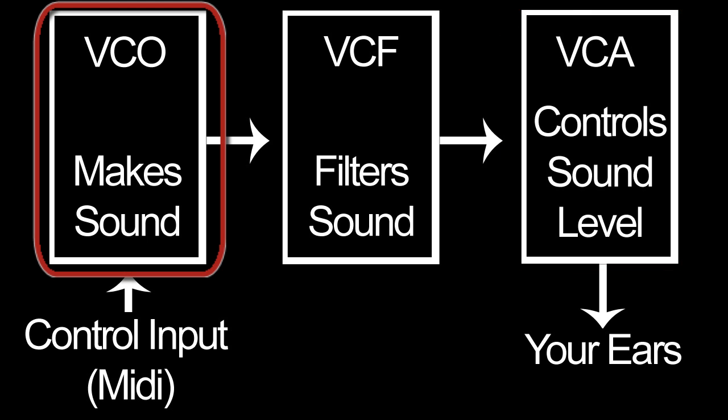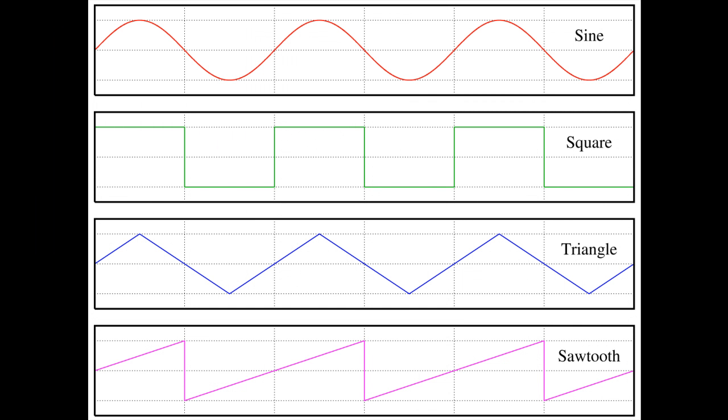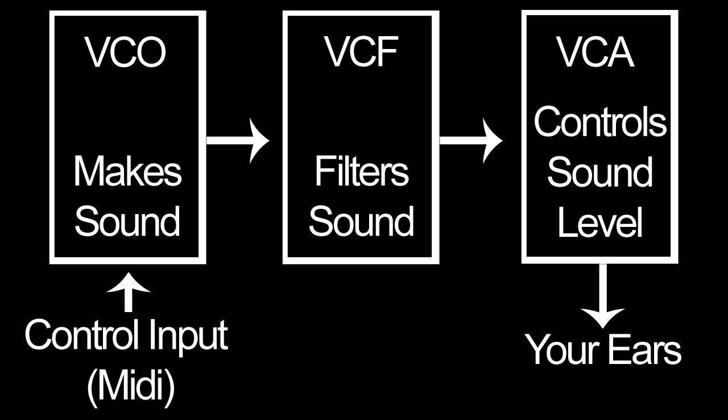The oscillator is what creates a sound, normally a simple electronic sound such as a sine wave, square wave, triangle wave, saw wave, or even white or pink noise. And many synths these days have several oscillators which you can configure separately.